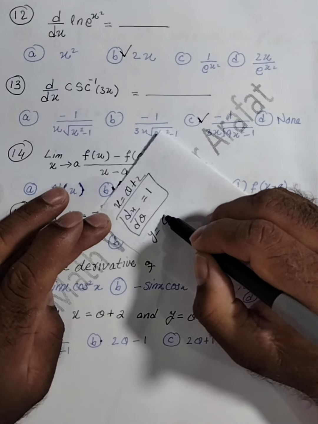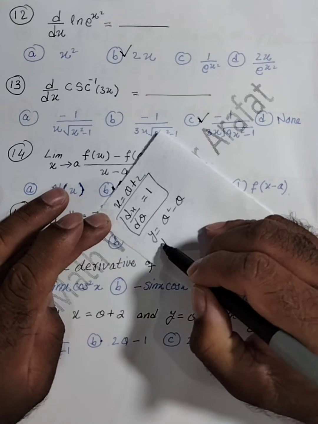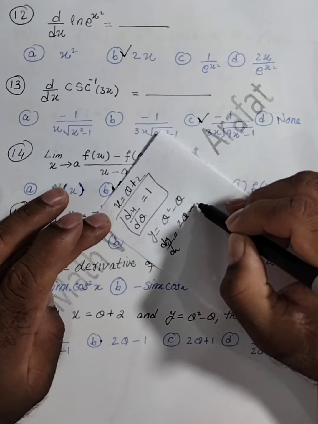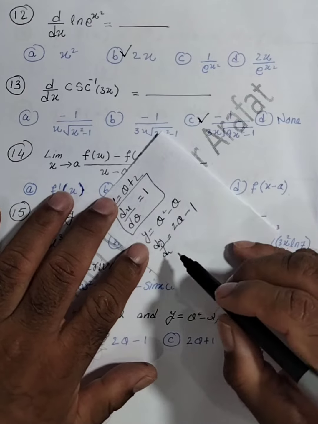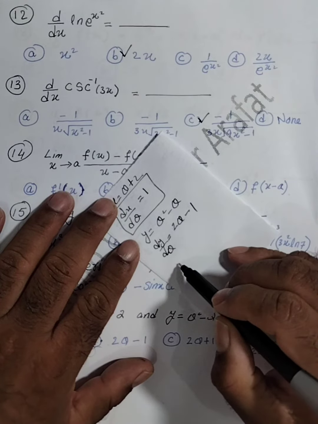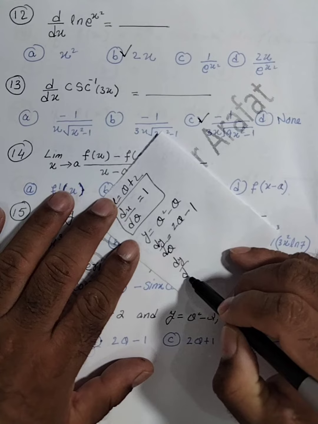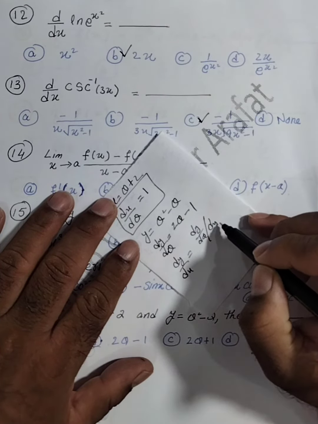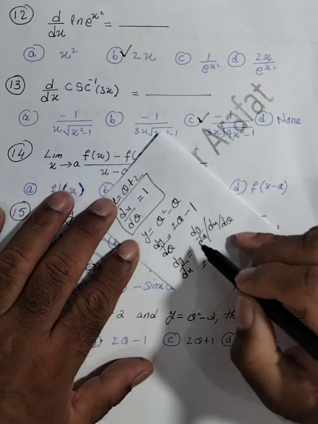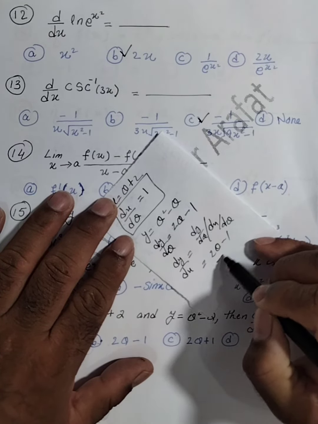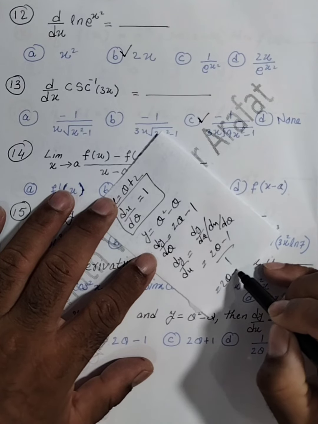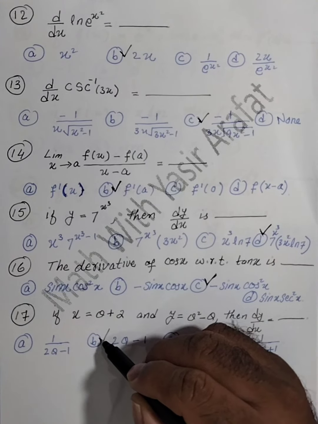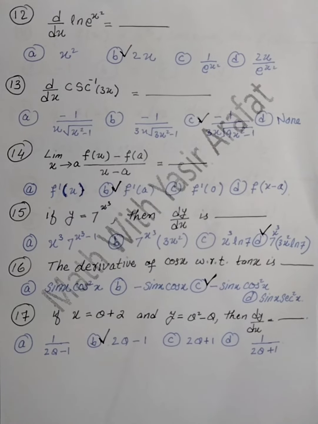Now y is equal to theta square minus theta. The derivative of theta square is 2 theta and the derivative of theta is 1. Now we have to find dy over dx, that can be written as dy over d theta divided by dx over d theta. So this is 2 theta minus 1 divided by 1, and the correct answer is 2 theta minus 1. That is option B of the 17th MCQ here.